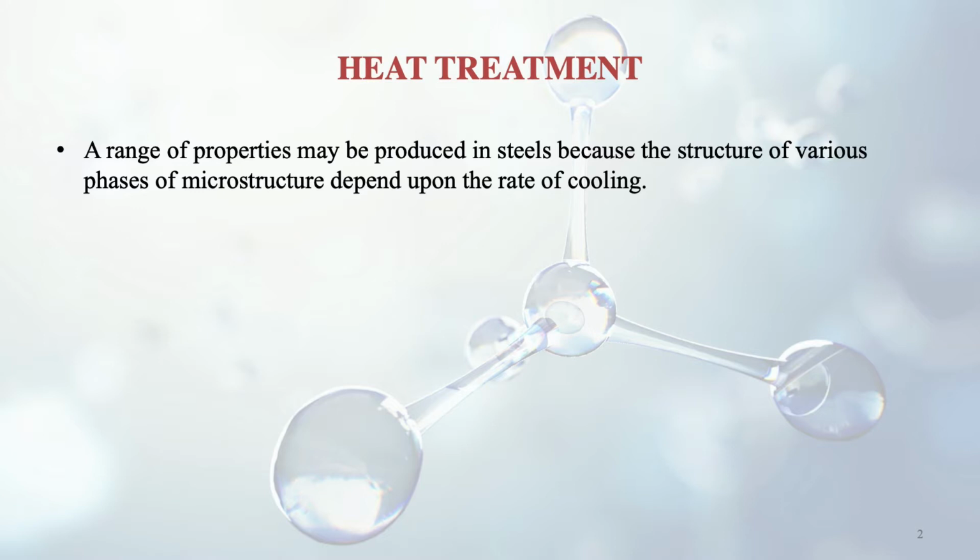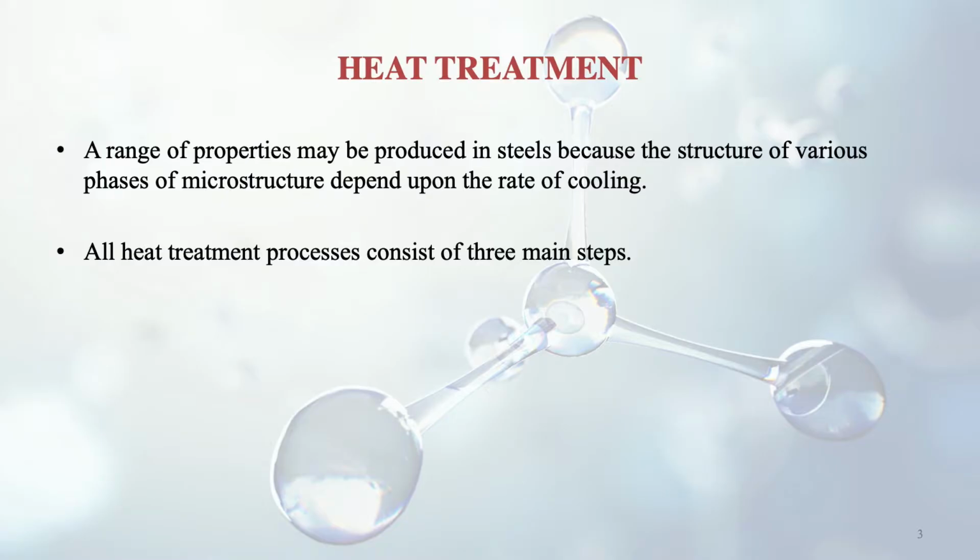A range of properties may be produced in steels because the structure of various phases of microstructure depends upon the rate of cooling. Depending upon the rate of cooling, the microstructure changes and we get different kinds of steels. So heat treatment is very important because we can get different things due to this process. What is actually heat treatment? We need to know. This heat treatment process consists of three main steps.